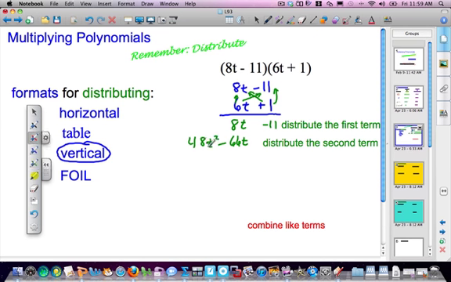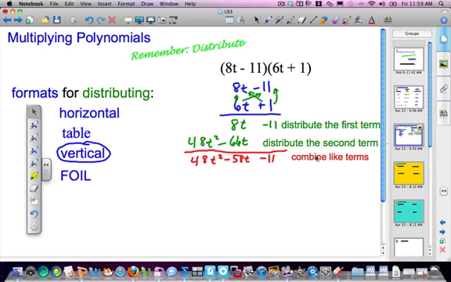The final step will be to combine like terms. 48t squared comes straight down, minus 58t, adding the coefficients only, minus 11. So the procedure to multiplying polynomials is simply to distribute, in some cases twice, in some cases 3 times, and then to combine like terms to find the result. In this case, we have a quadratic trinomial. The degree is 2, and it has 3 terms.